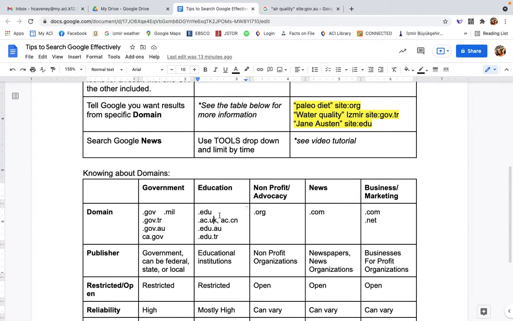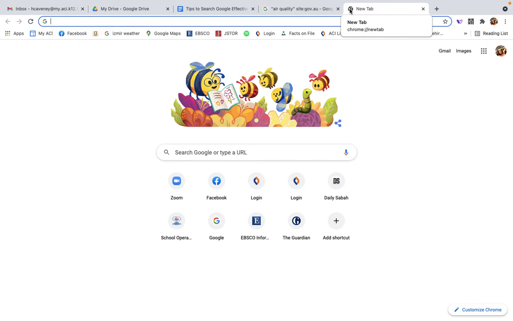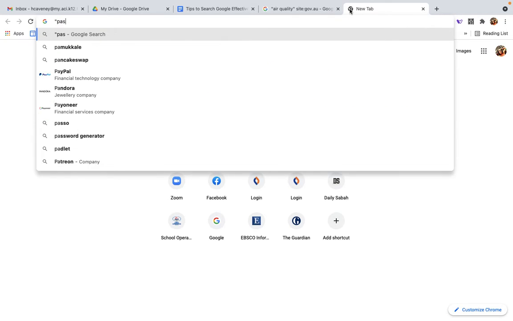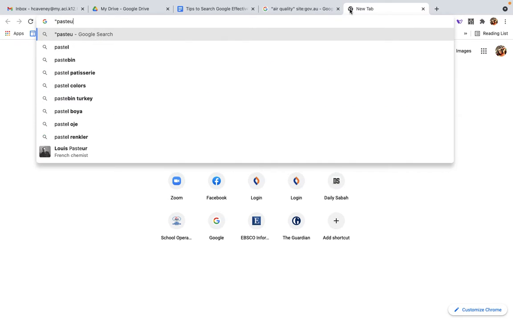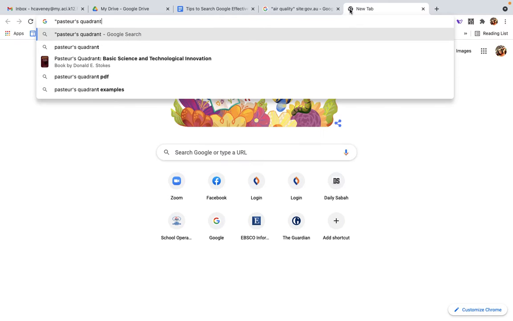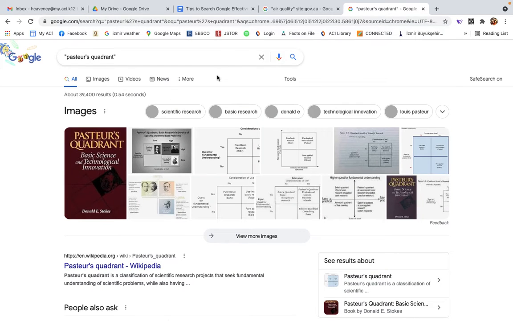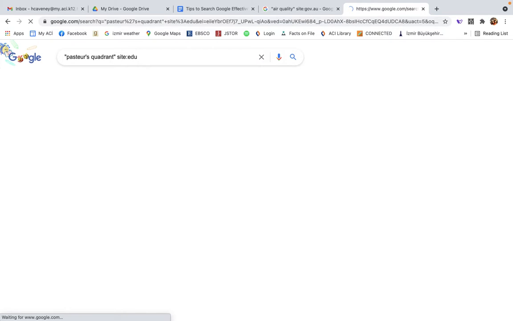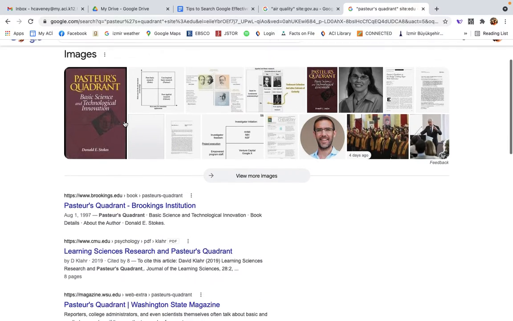The education one is also super useful. Remember, people cannot purchase a .edu. So maybe I'm doing research on, let's think here, Pasteur's quadrant. This is something I remember learning in university. Now notice, this is really low already, 39,400. But I really want my results to be from a .edu. Now I'm down to just 5,000, all right?